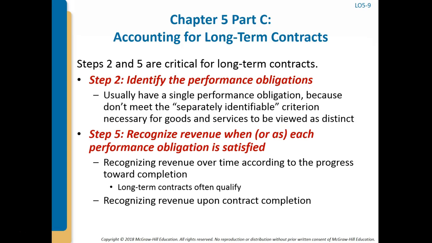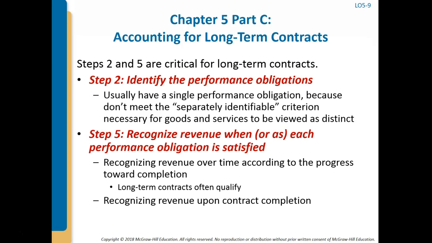Step 2 requires that sellers identify the performance obligations in the contract. A contract is viewed as including a single performance obligation if the goods and services in the contract are not separately identifiable. This is typically the case for long-term contracts, as the purpose of those contracts is to integrate goods and services into a single finished product. Step 5 is also important.